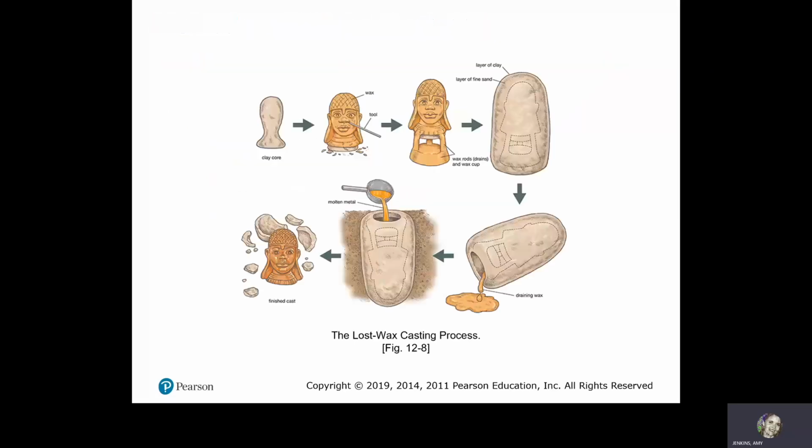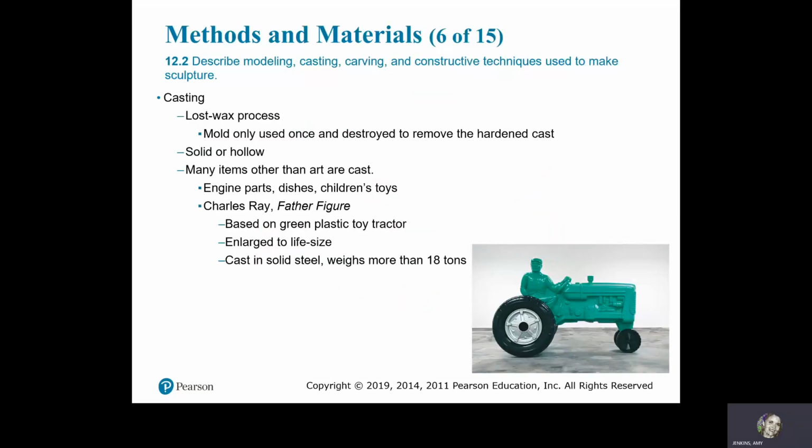hardens. Here's the process. Clay core. Has the wax rods that drain in a wax cup. The mold is broken. You have a finished cast. Molten metal is poured in, draining off the wax. Lost wax casting process. In the lost wax process, the mold is only used once and it's destroyed to remove the hardened cast. It's solid or hollow.